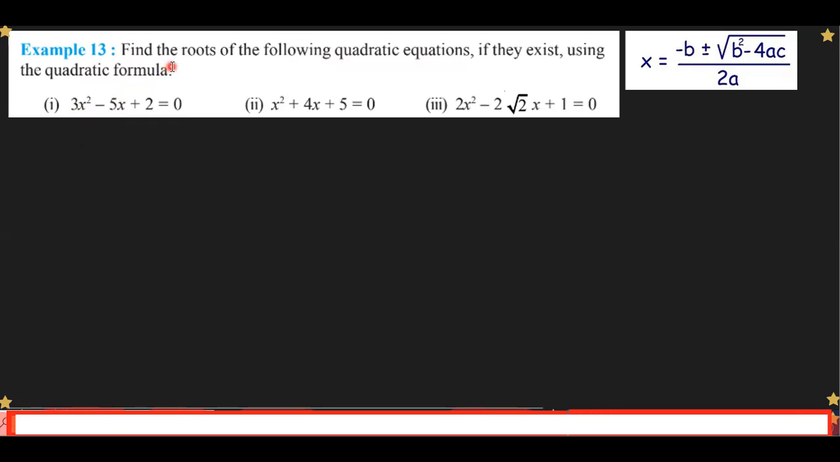Example 13. Find the roots of the following quadratic equation if they exist. If they exist, हमें कैसे पता चलेगा कि roots means imaginary तो नहीं है, not real तो नहीं है. उसको हमें first of all we have to find out by the discriminant and using the quadratic formula.